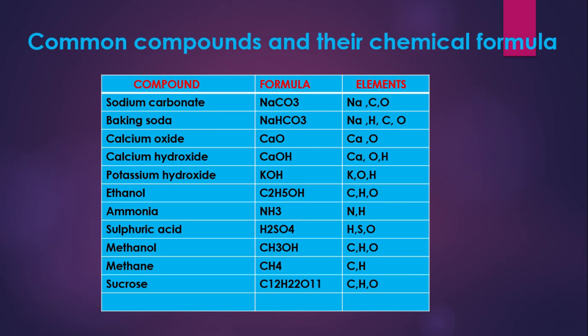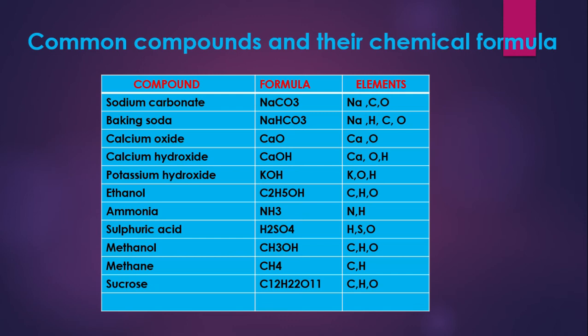Common compounds and their chemical formulas. Compound, formula, elements. Sodium carbonate, formula Na2CO3. The elements present in sodium carbonate are sodium, carbon and oxygen. Baking soda, NaHCO3: sodium Na, hydrogen H, carbon C, oxygen O. Calcium oxide, formula CaO. Elements present in it are calcium and oxygen. Calcium hydroxide, Ca(OH)2. Elements present are calcium, oxygen, hydrogen.